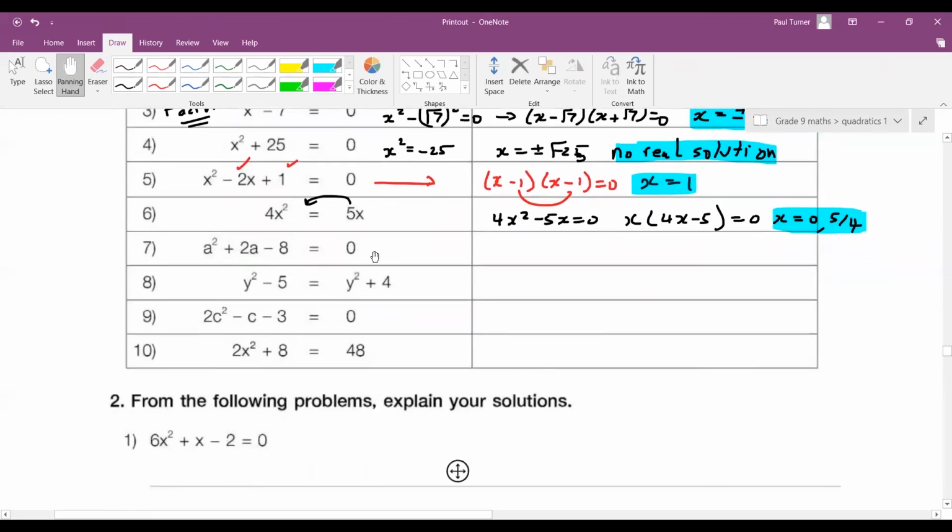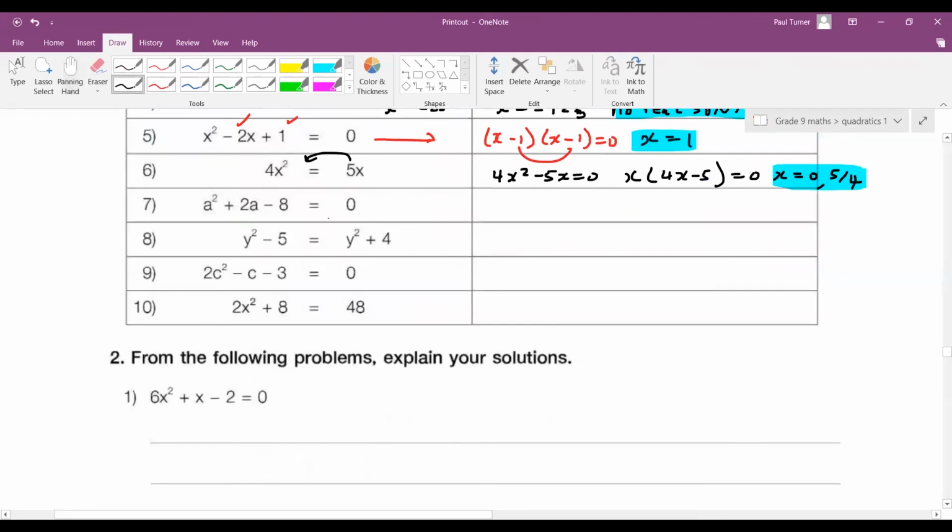Okay, so these ones can be done fairly quickly. This question, the A value is 1. So we've got to multiply to be minus 8, add to be 2. So that's going to be 4 and minus 2. So it's going to be x plus 4, x minus 2. So 4 times minus 2 is minus 8, and 4 plus minus 2 is 2. So these are your two factors. So x will be minus 4 and 2 for that one.